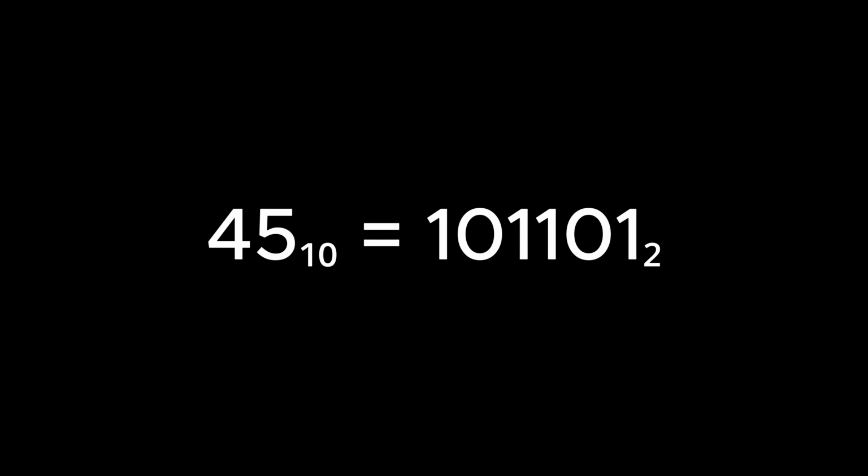Now we check, does 4 fit? And yes, it does. So a 1 goes in that spot. And then we subtract 4 from that place. So 5 minus 4 is 1. And does 2 fit in 1? No. So we move on and put a 0 in that place. And does 1 fit? Yes, it does. So we put a 1 there, and our final digits are 1, 0, 1, 1, 0, 1. Therefore, 45 base 10 equals 101101 base 2. You can use the same basic idea with powers of 8 or powers of 16.